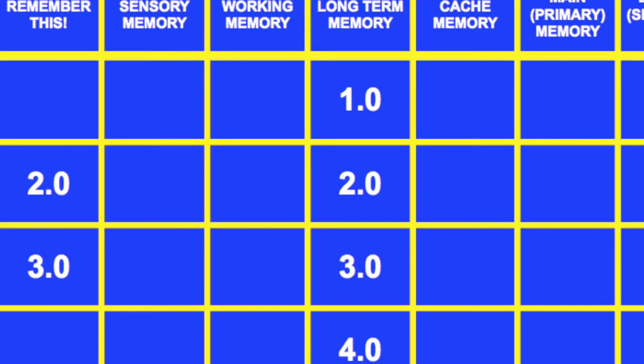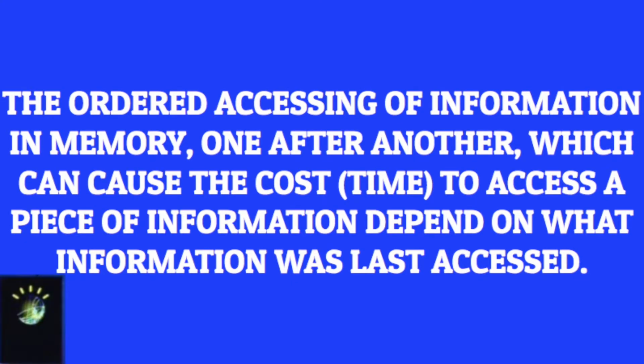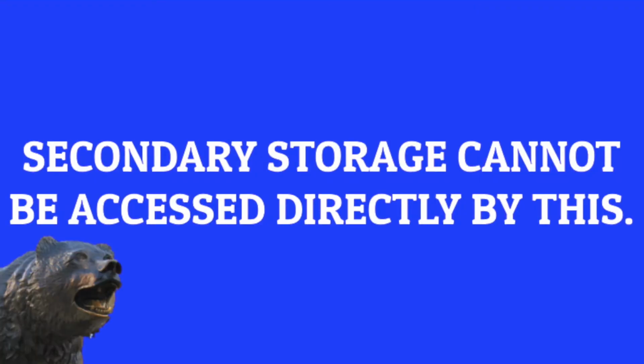Remember this for 2.0. Ordered accessing of information in memory one after another, which can cause the cost, time, to access a piece of information depend on what information was last accessed. What is sequential access? External for 1.0. Secondary storage cannot be accessed directly by this. What is the central processing unit?